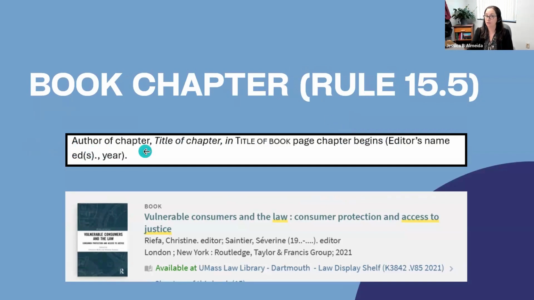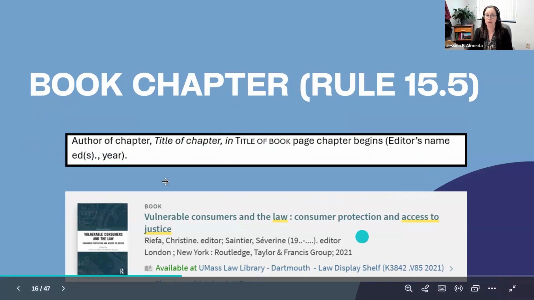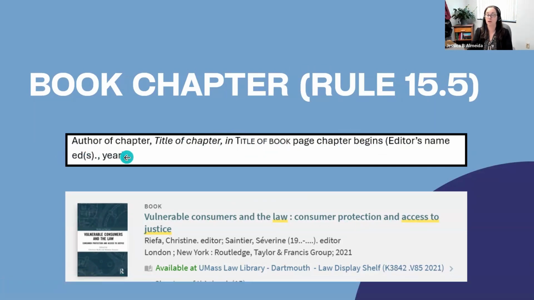So you would have the author of the chapter, the title of the chapter, italicized, comma, the word in is italicized, then the title of the book in small caps, the page number where the chapter begins, and then in parentheses, you're going to have the editor's name or names. There might be more than one editor, ed or eds period, comma, the year of publication, end the parentheses, and then have a period. Let's take a look at how we would use this format for our example.